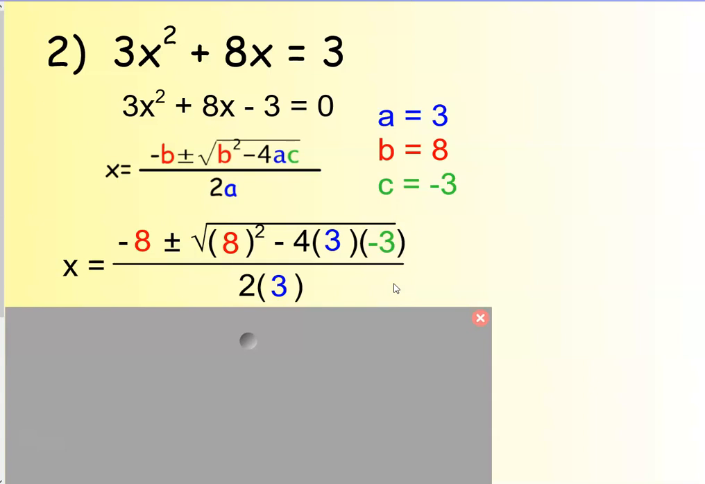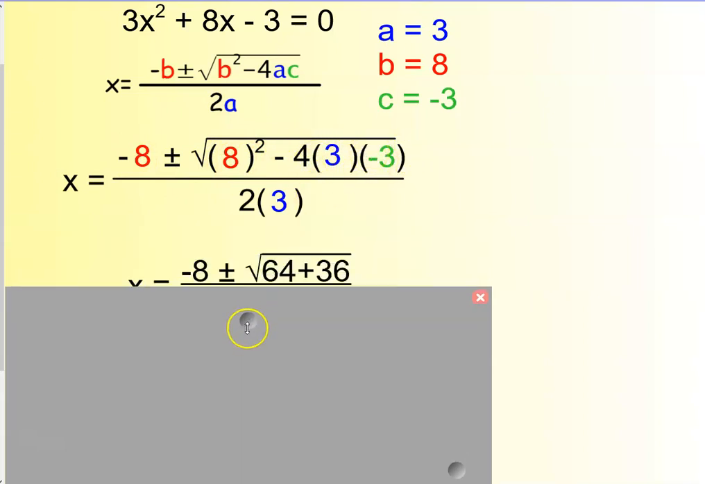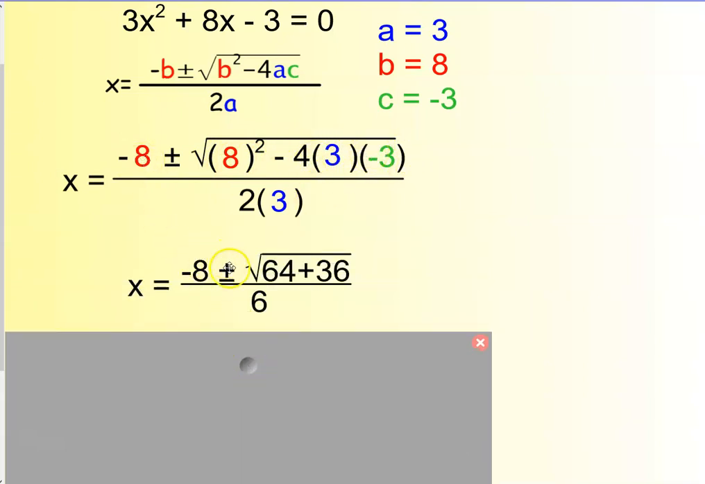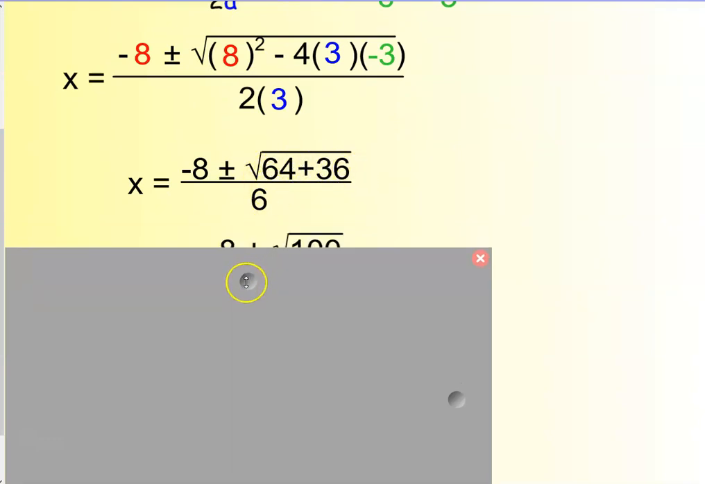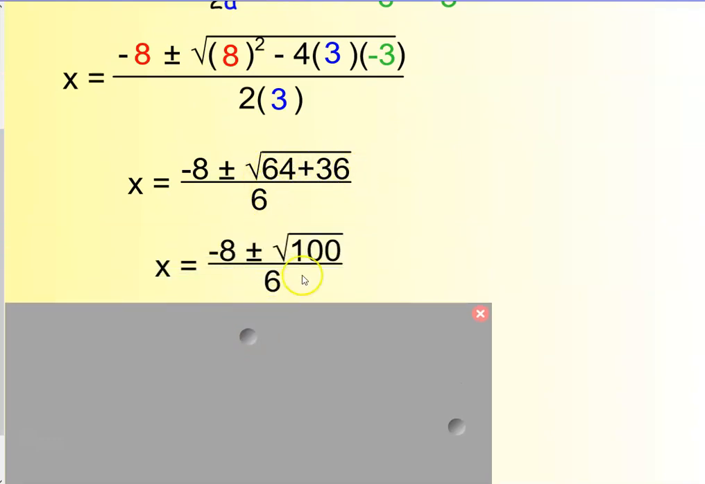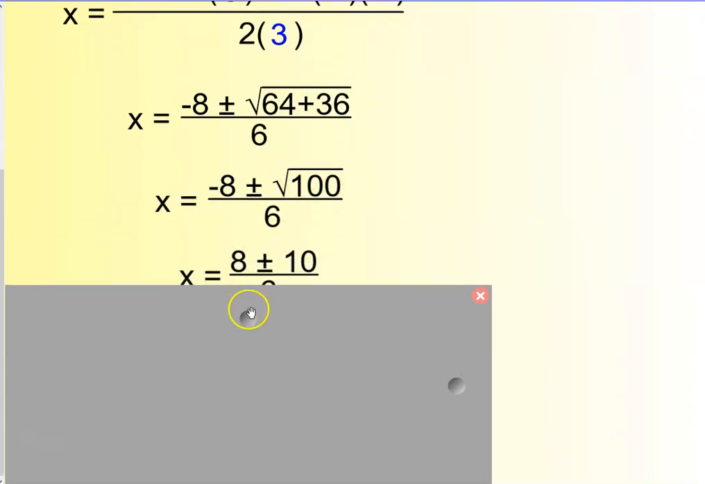Hey, welcome back. I hope you paused the video and you tried it on your own. But let's walk through. I'm going to go ahead and square this 8, and I'm also going to multiply these numbers together. So I got negative 8 plus or minus 8 squared is 64. Negative 4 times 3 is negative 12. Negative 12 times negative 3 is positive 36, all over 6. You know what 64 plus 36 is. It's 100. You also know what the square root of 100 is. The square root of 100 is just 10.